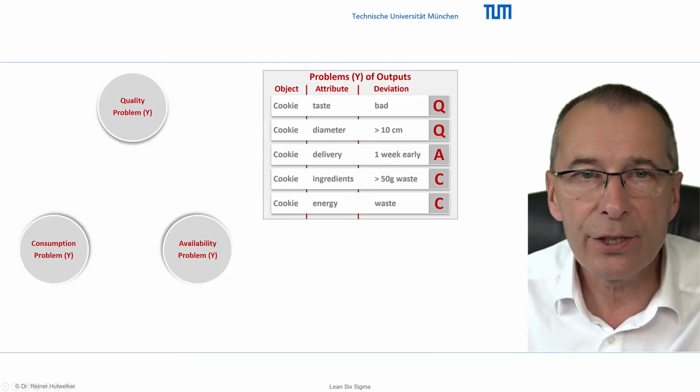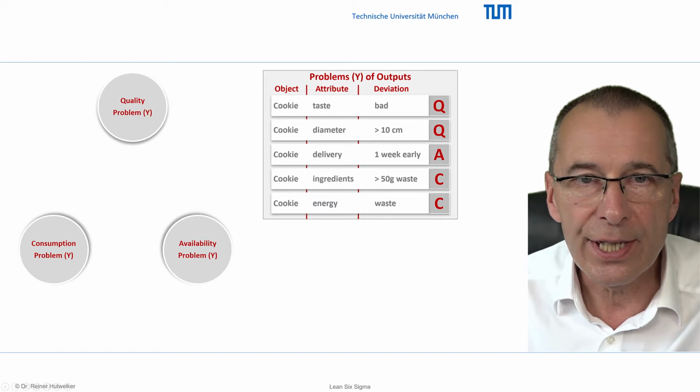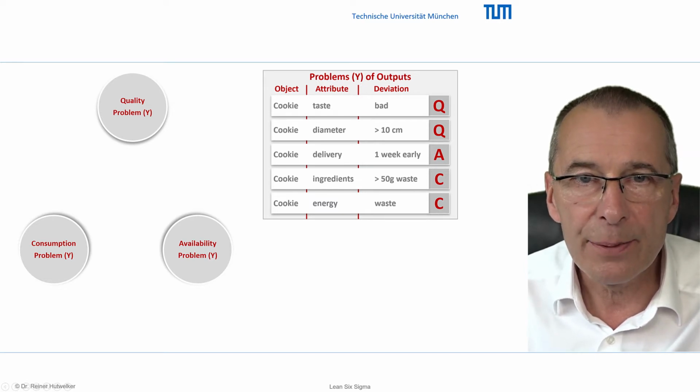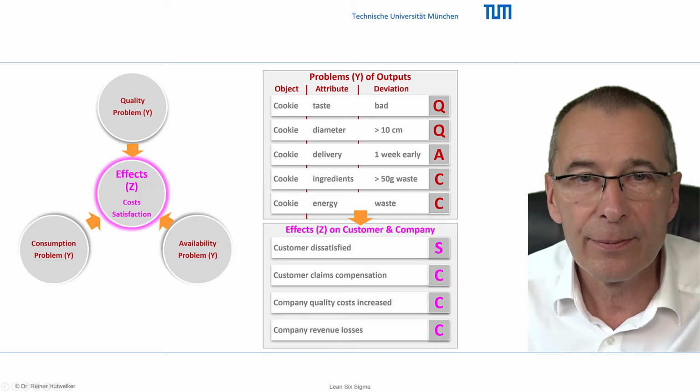Quality, availability, and consumption problems are directly related to output attributes. In Six Sigma, we want to solve exactly these problems. In practice, these problems are sometimes confused with their effects.